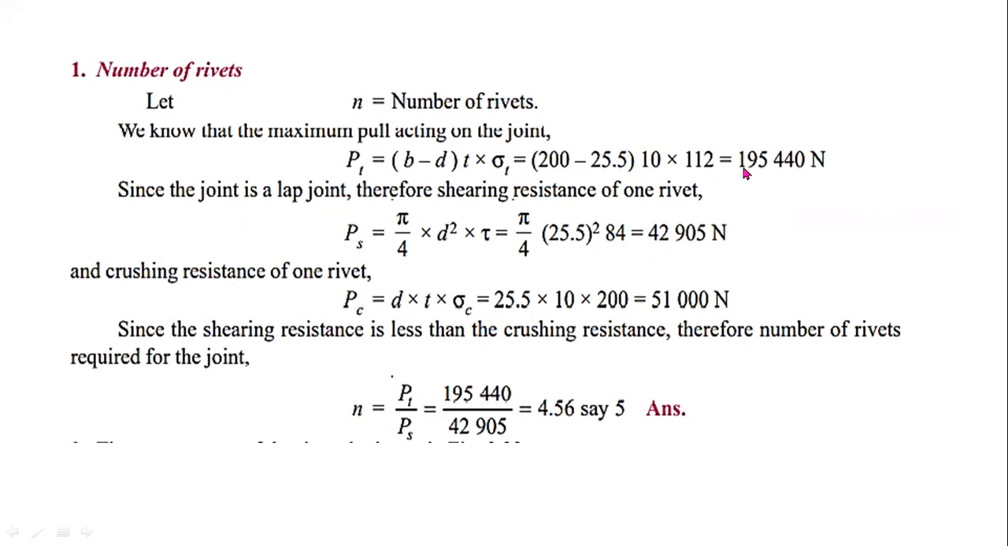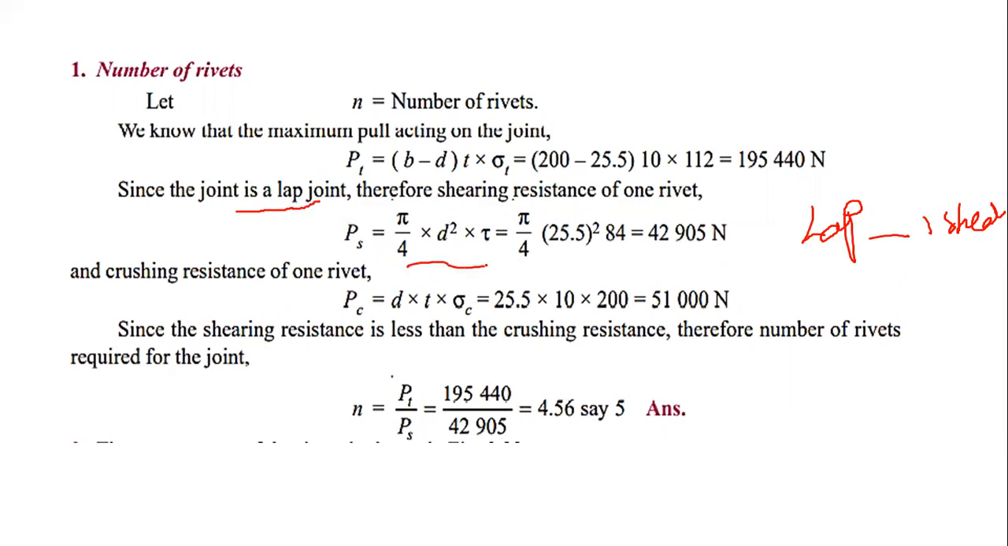This is the value of tearing strength for a single rivet, 1,95,440. This is the shearing strength. Here the given joint is a lap joint. For lap joints, you have to consider single shear. For double strap butt joints, you have to consider double shear, and for double shear you have to multiply by 1.75. But our given problem is a lap joint.